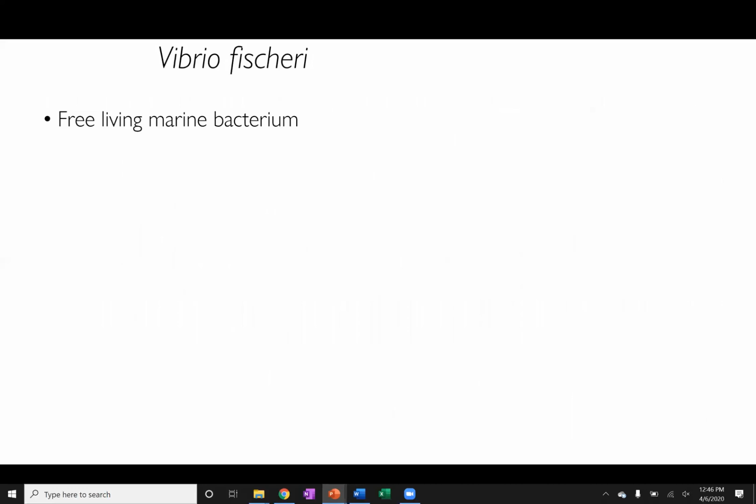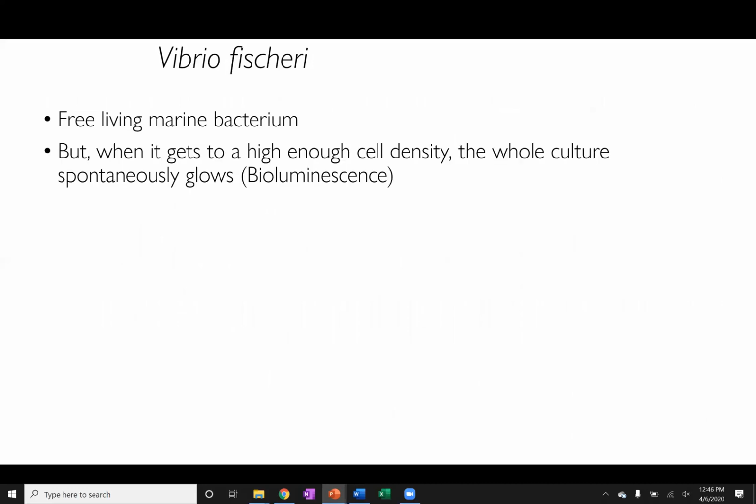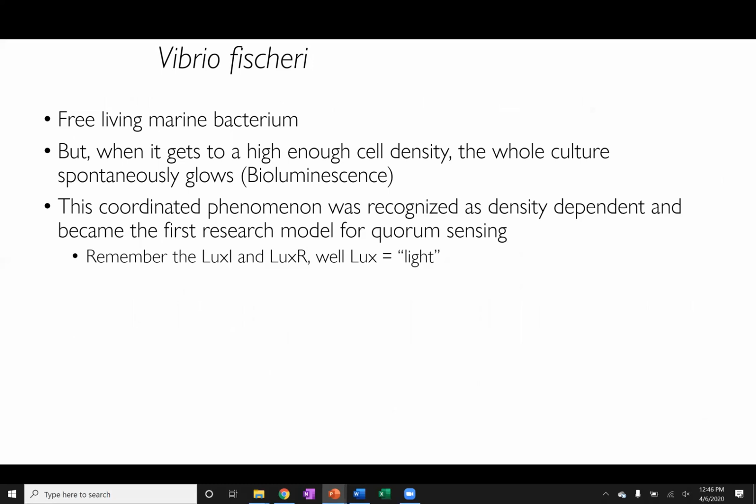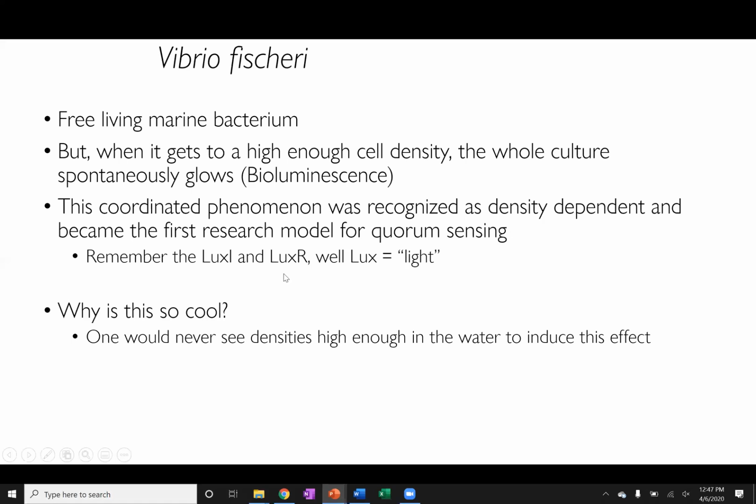It's a free-living marine bacterium, but when it gets to very high cell densities, the whole culture spontaneously glows in a process called bioluminescence, as you saw in that previous slide. This coordinated phenomenon was recognized as density dependent and became the first research model for quorum sensing. And it's actually kind of interesting. You remember LuxI and LuxR. Well, lux translates to light, which is why they're named LuxI and LuxR. So why is this cool? Well, the interesting thing is that we would never see high enough densities of Vibrio fischeri in the environment.